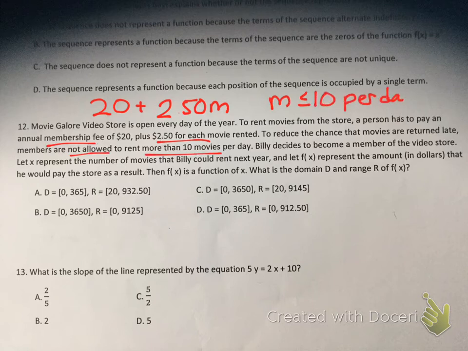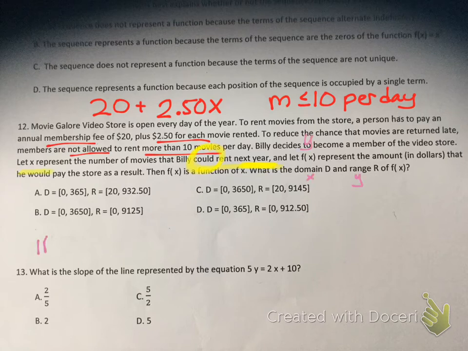Now, what's interesting about this problem is that it gives you a little curveball saying that members are not allowed to rent more than 10 movies per day. So that means there's a maximum of 10 movies per day that could be rented. And it's very important to getting the final answer. Oh yeah, it's using X. X is your input variable.